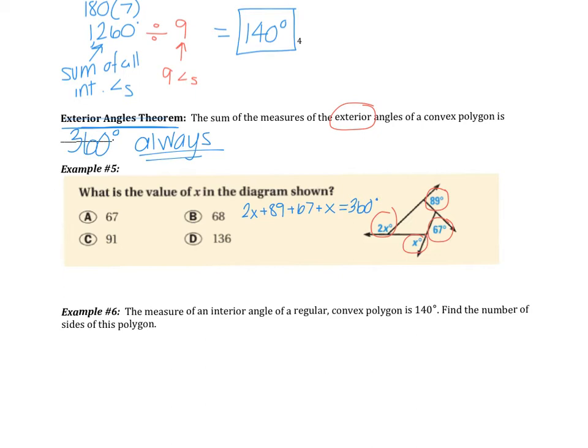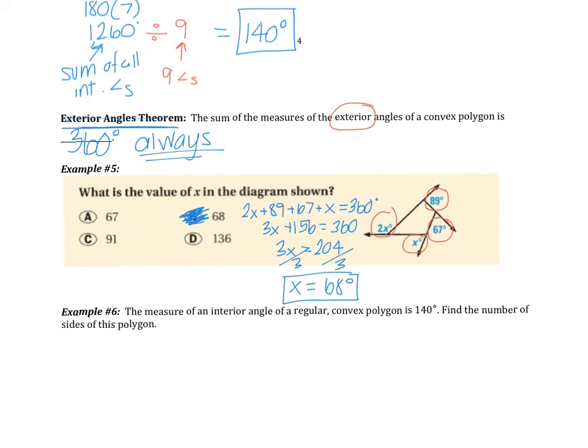Combine some like terms, you get 3x plus 156 equals 360. Subtract over, you'll get 3x equals 204. Keep solving. X would equal 68 degrees. So that would be B. Okay, that's a really nice theorem, regardless, that equal to 360.